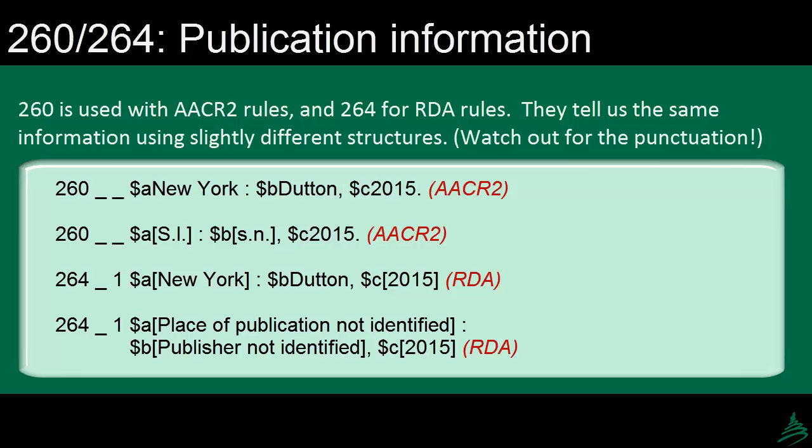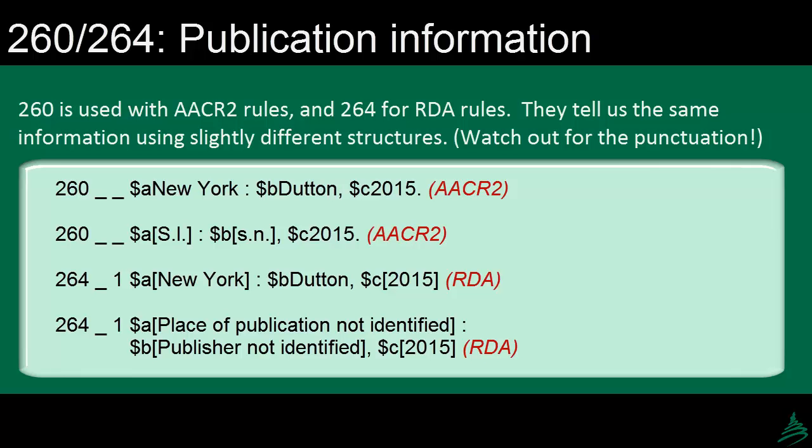The reason for the brackets was that it was not on the title page, and therefore that information was your best guess. So if you notice in this 264, I'm going to make the assumption that Dutton was the only thing about the publisher information that was on the title page. New York was not on the title page, and 2015 was not on the title page. It could have been on the verso, and that's where I got my information, but I had to bracket it because it was not on the title page.